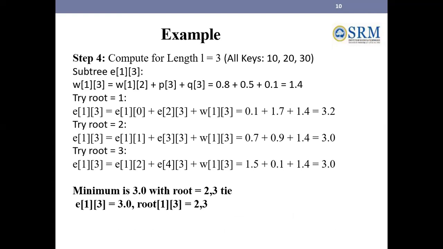Next step, we are taking all the keys, 1, 2, 3. 3 keys. We are finding which is the root node. So find out the W value. W of 1, comma 3 is W of 1, comma 2, plus P of 3 plus Q of 3, that is 1.4. That is fixed for all the combinations. Now we are going to try if 10 is the root node, what will be the cost? That is 3.2.